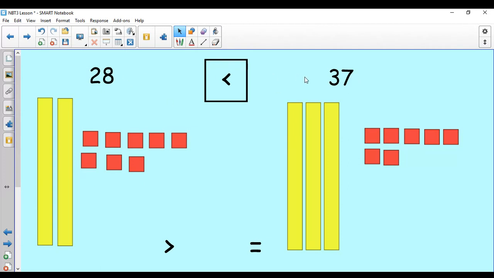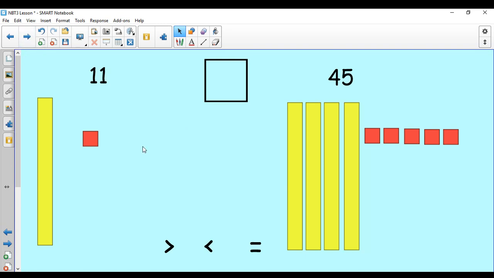So this is called an equation that you see here. It's 28 is less than 37. Say that with me. 28 is less than 37. All right. Let's look at another one.